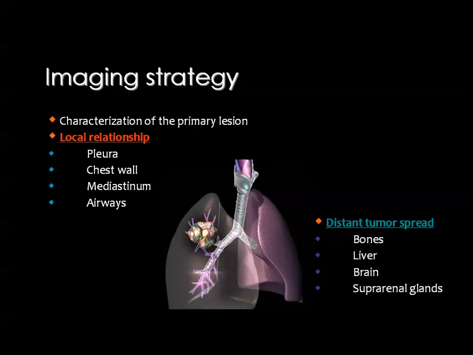Then the role of imaging is to characterize the primary lesion and to assess the local relationship of the lesion to the pleura, to the chest wall, to the mediastinum, and to the airways. Then to assess the distant tumor spread, giving metastasis to bones, to brain, to liver, as well as the suprarenal glands, being one of the most common sites for metastasis from lung cancer.